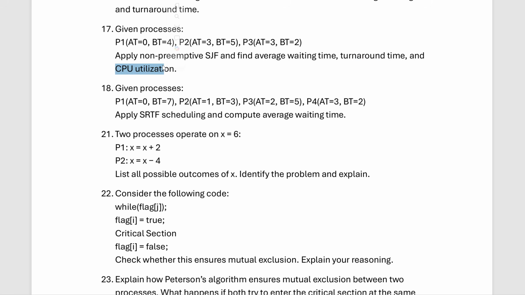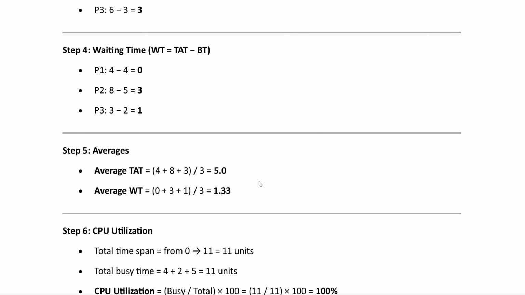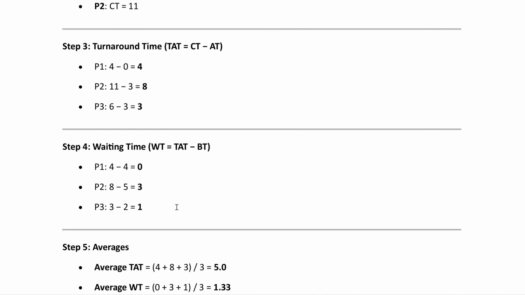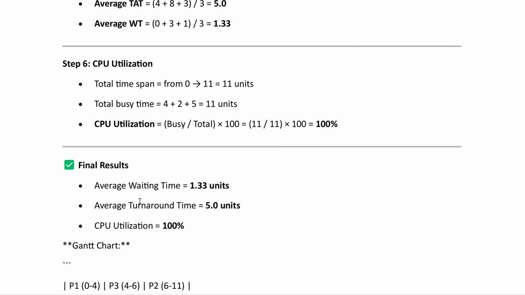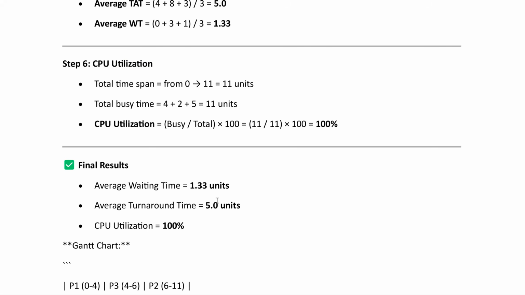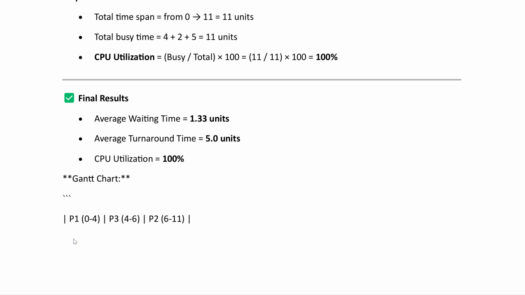Now, one more thing we have been asked, that is, what is the CPU utilization? So CPU utilization will be 100%. Why? Because the total time span is 0 to 11 units. All the three processes P1, P2, P3 have been executed up to 11 units, and the total busy time is the sum of the burst times. You can see here, burst times are 4, 2, and 5, and 4 plus 2 plus 5 is also 11. So the CPU is busy for the whole 11 units, and total time is also 11 units. So 11 divided by 11 into 100, CPU utilization comes out to be 100%, right?